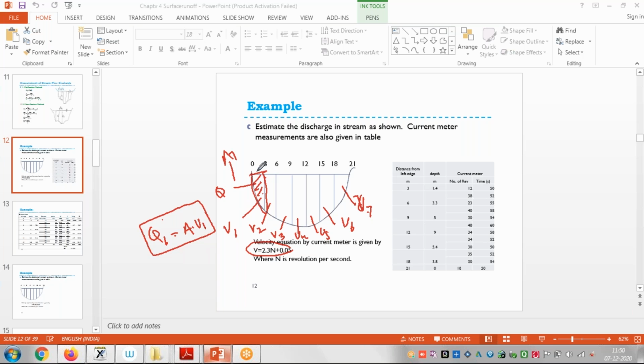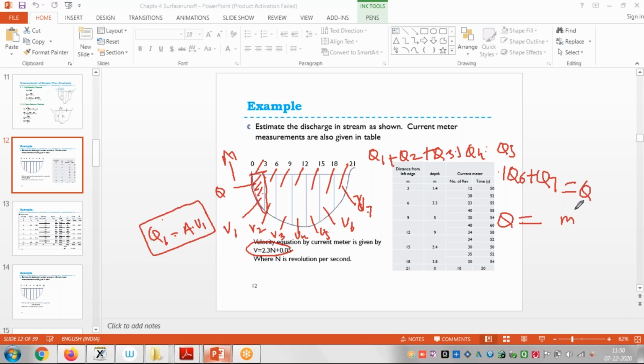Similarly, how many areas are here? 1, 2, 3, 4, 5, 6, 7. So we will get Q1 plus Q2 plus Q3 plus Q4 plus Q5 plus Q6 plus Q7. So we will get the total discharge, that is Q, right? This will be equal to Q. So here we will get the discharge in meter cube per second. Right, this we have already seen.